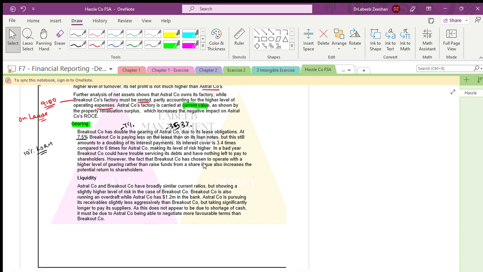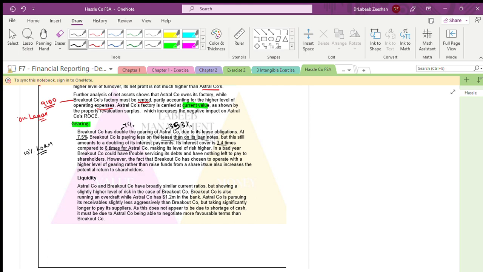Understand the concepts, understand the process, and make sure you know how to work it out. By paying less on the lease than on the loan notes, on the lease they pay 7.5 and on the loan they pay 10%. But it still amounts to doubling the interest payments. Interest coverage is 3.4 times compared to 6 times in Astral.